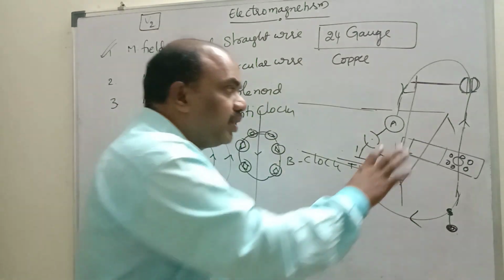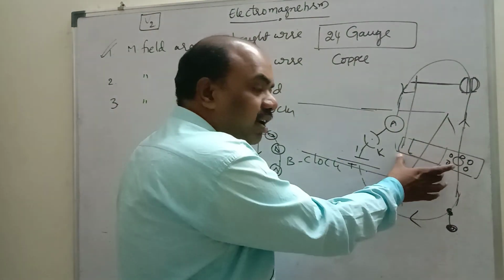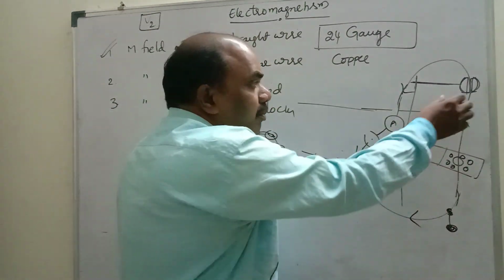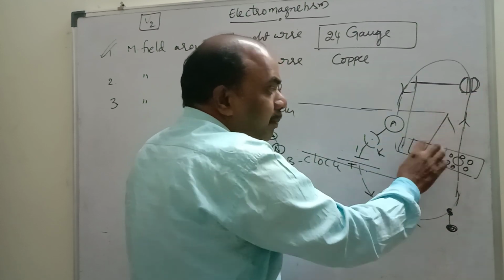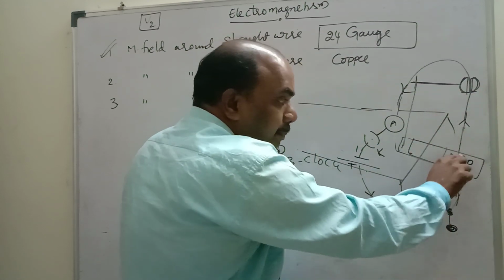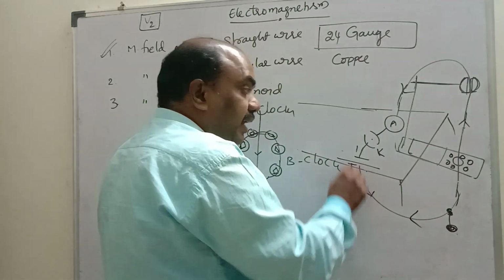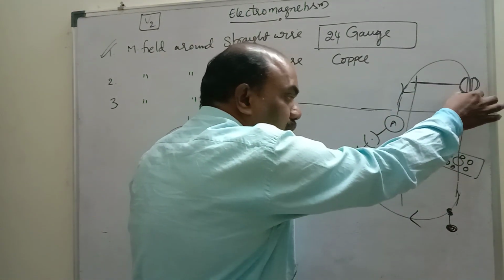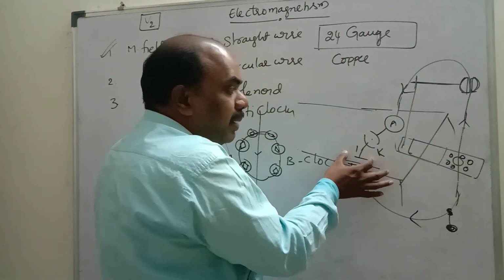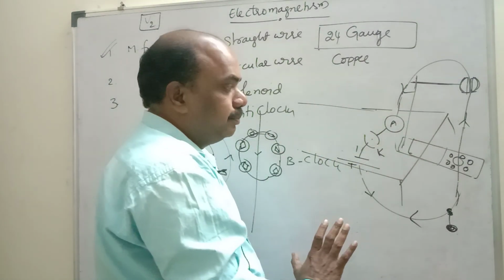Once again I am repeating. Take a wooden table, place a retort stand at the edge and fix two rubber corks in the holder. Place a cardboard on the base. Make a small hole in the cardboard. Take 24 gauge copper wire through the two rubber corks and the hole. Connect them to a battery, plug and ammeter in series.